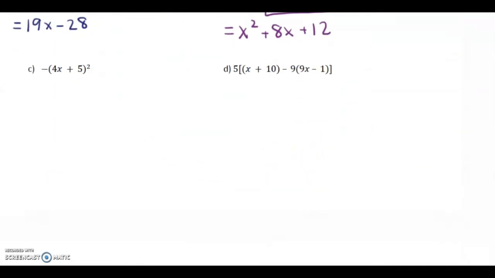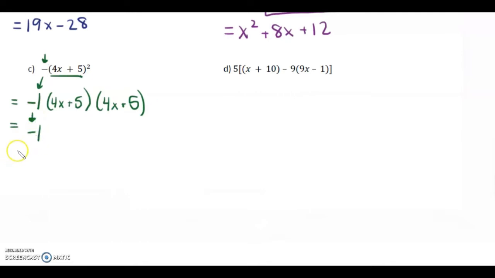Okay, so C, we have negative and then (4x plus 5) squared. When you see this negative, what I usually do is I just bring it down, where this is a monomial, so it stands for negative 1. Then when we see a bracket squared, we want to multiply that bracket, 4x plus 5, by itself, 4x plus 5. Okay, so the rule is 2 at a time. So we technically have 3 terms right here. We have negative 1, 4x plus 5, and then 4x plus 5. So only multiply 2 at a time.